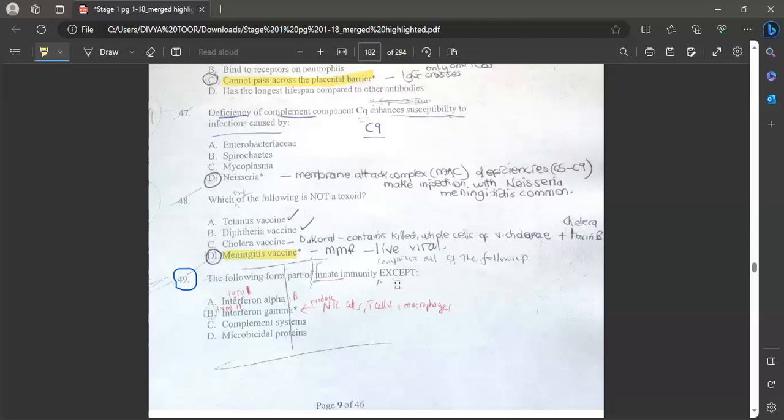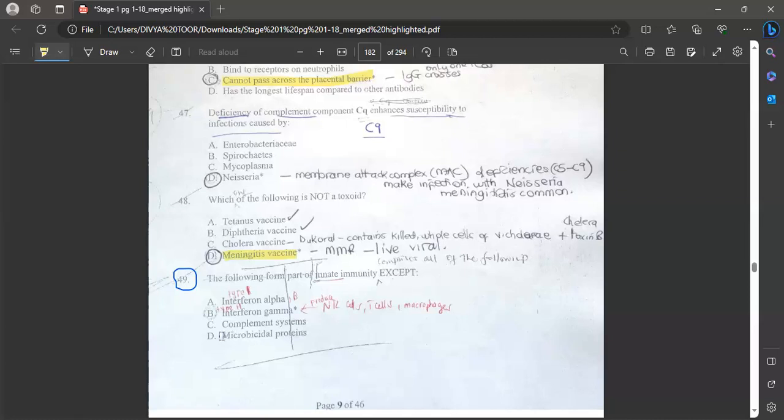Okay. So the complement is also microbicidal proteins. Isn't that also part of innate? Yeah, I'm also thinking the same. I've sent the picture to the group from the book that says it is part of innate. According to the textbook, the answer here would be microbicidal proteins.